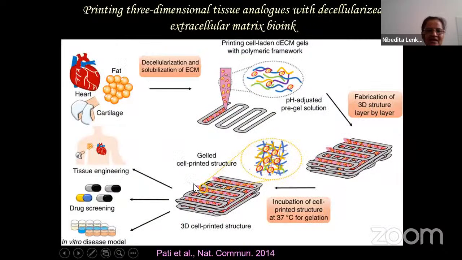After printing layer by layer, you can have different implications. So whichever organ you are interested in, that can be used for drug screening, tissue engineering for implantable purpose, or you can also study in vitro the disease model.